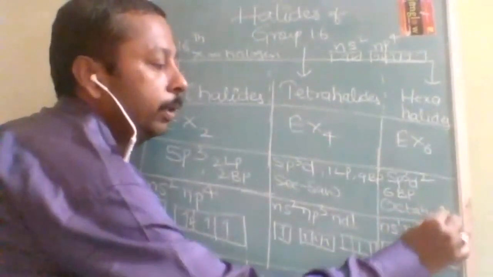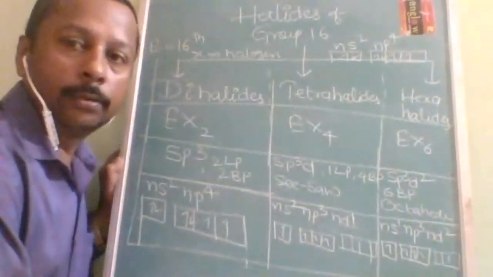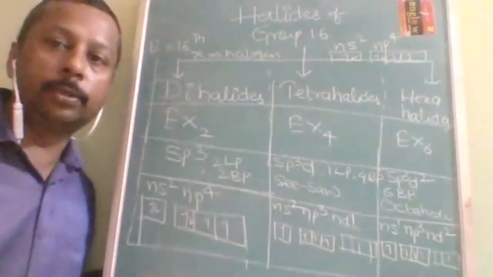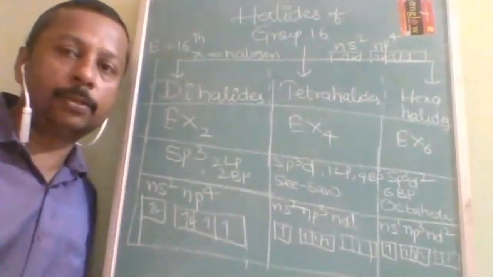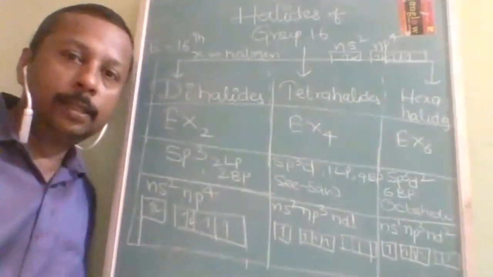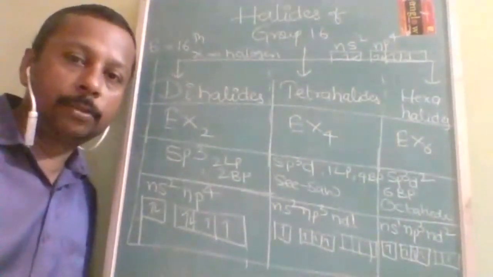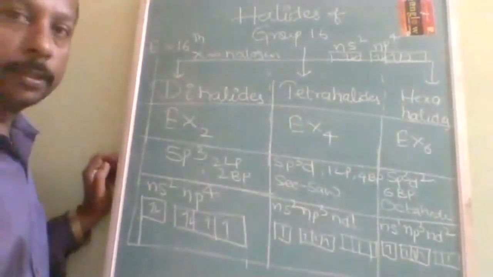What is it going to be? Octahedron. Okay, it is going to be octahedron. Is it understood, students? Any doubt about this? Okay, now this is about the structural aspects of the 16th group. Is it understood? Now I am going to draw individual structures.